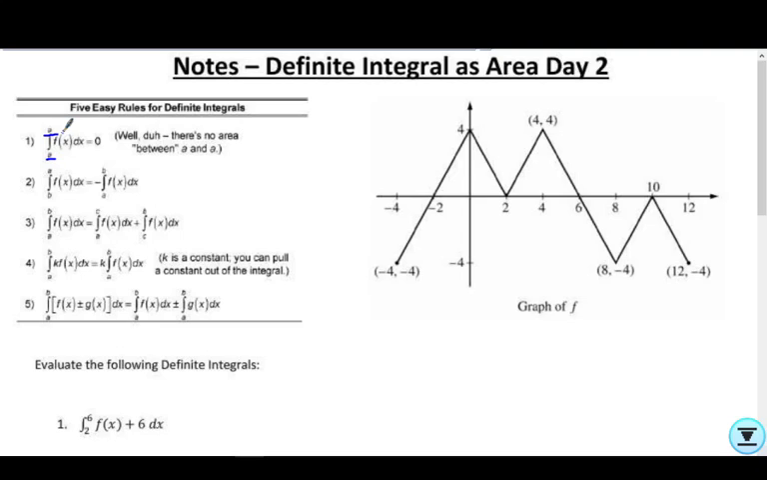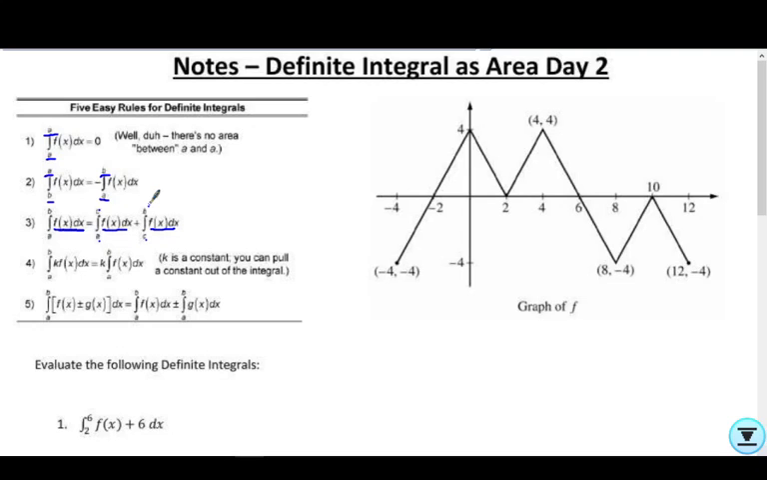Rule number 2 says if you switch your upper and lower limits, then you change the sign of your integral because it changes the direction that you're taking it. The third rule says that if you have this part the same, you can split your integral into 2 different integrals. One starting from A to C and the other one starting from C to B. That C value does not matter. You can pick anything you want in between A and B, and you can split it up into 2.